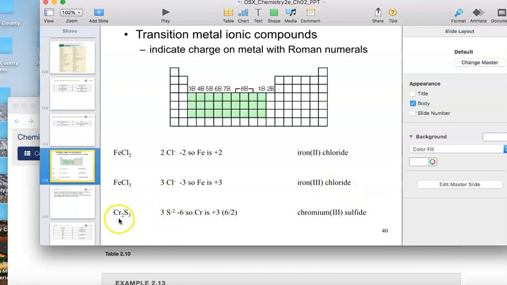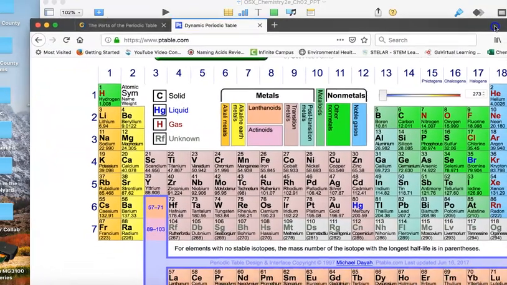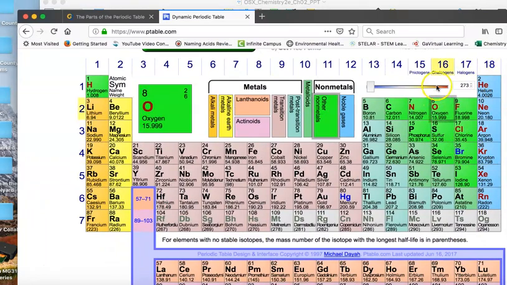Okay, what about this next formula here? Cr2S3. So Cr is chromium, S is sulfur. So we don't know the charge on chromium, but we do know the charge on sulfur. So we can figure out the charge on chromium by doing a little bit of math. So sulfur, remember, sulfur has a -2 charge. If we look that up on the periodic table, sulfur has a -2 charge, right? It's in the oxygen group here.